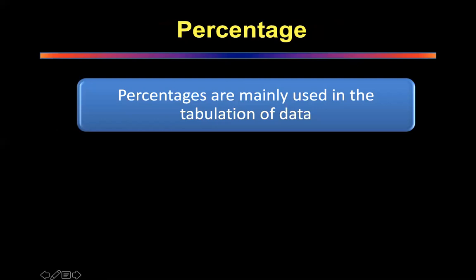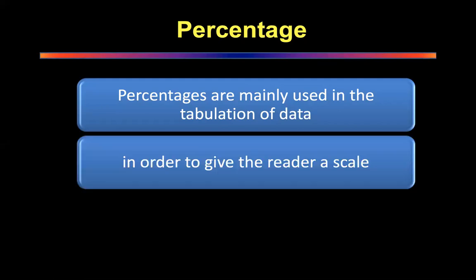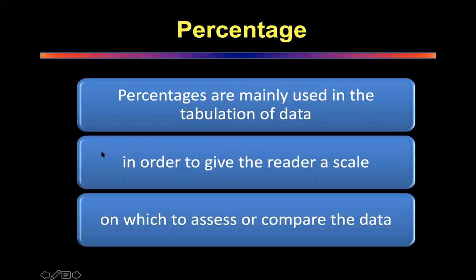So when you're tabulating in a table, instead of writing the actual data, you might use the word percentage. When you have multiple data, you put it as a percentage in the tabulation. So it gives the reader a scale on which to assess or compare the data. When you have many data in a table, putting percentages gets you a feel of what it is in relation to the next data.